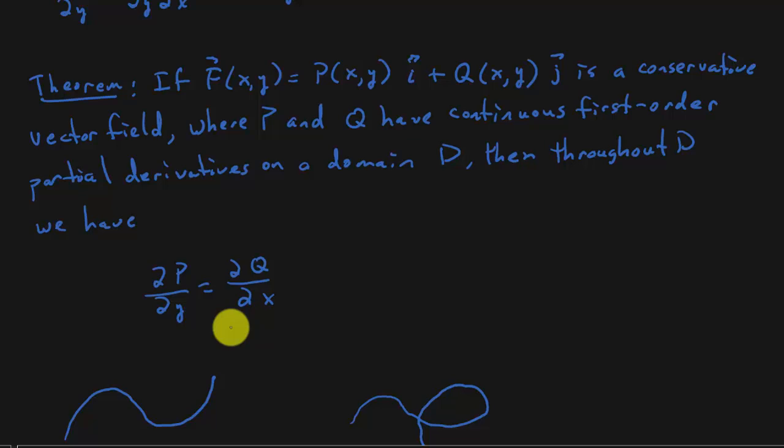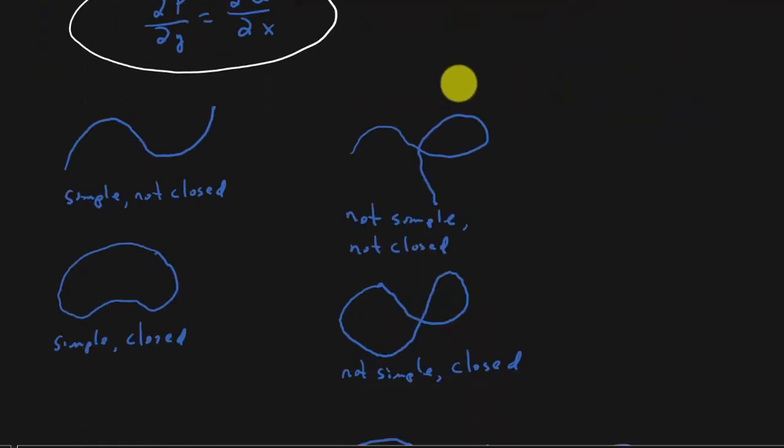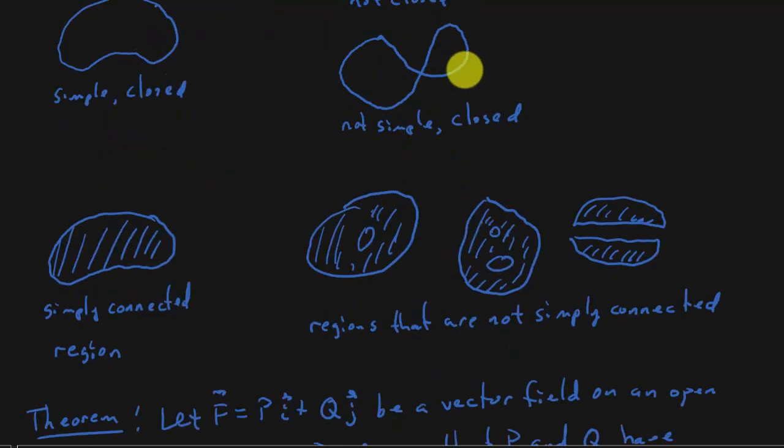So if it's conservative, that means we've got to have this. Okay? And here is a simple curve that's not closed, a simple curve that's closed. This is not a simple curve. See how it crosses here? And this is not a simple curve. This is not simple and it's not closed. This is not simple, but it's closed.